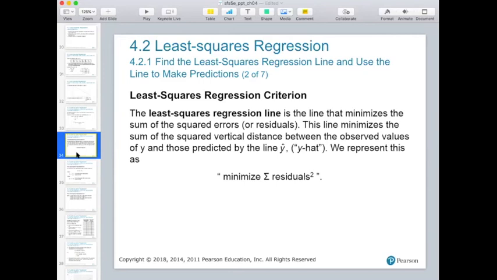Our predicted values are represented by that y hat. See the y with the little caret sign above it? We call that y hat, and that's how we represent our predictions. So we're trying to minimize the sum of the squared residuals. And that's what happens when we press that ax plus b button in our calculator. It's minimizing those values.